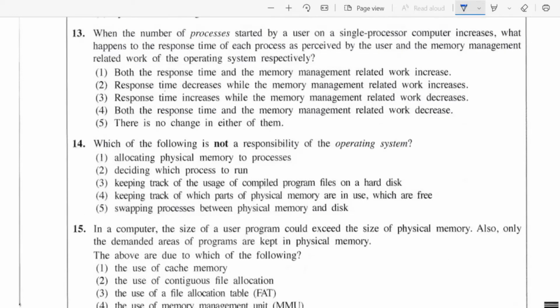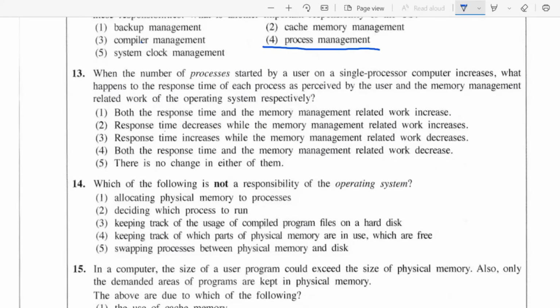Then next question, number 13. When the number of processes started by a user on a single processor computer increases, what happens to the response time of each process as perceived by the user and the memory management related work of the operating system respectively?